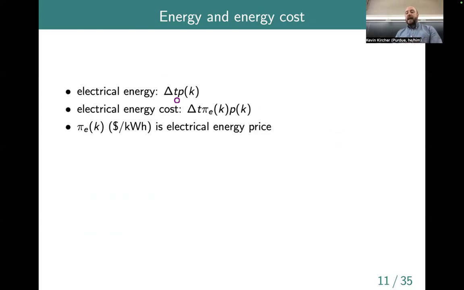Suppose to do that, basically we would just integrate our power profile. And the simple way to do that is to assume that it's kind of constant within each time step. So we just multiply it by our time step and then add it up over the whole horizon.